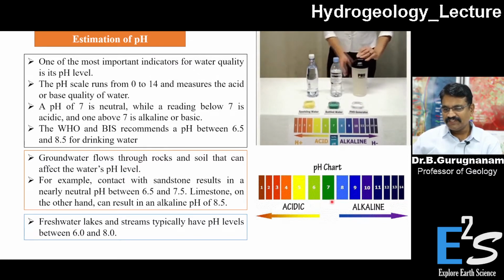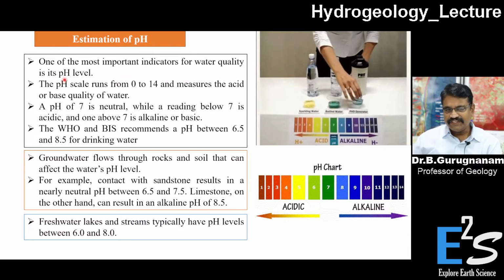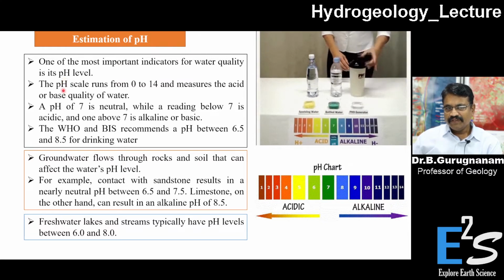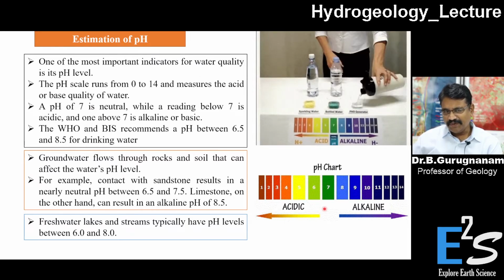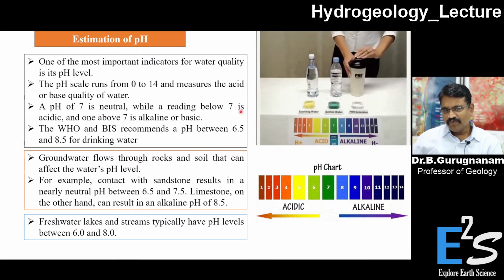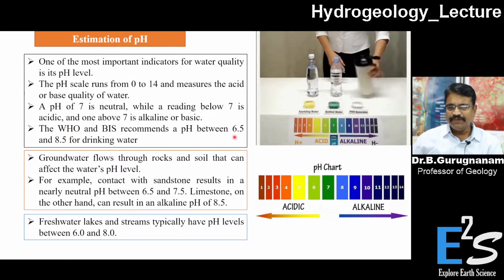The center portion is okay for us, and this is one of the most important indicators of water quality. The pH scale normally runs from 0 to 14, and measures acid at one end and base at the other end. The center point 7 is neutral, while a reading below 7 is acidic and above 7 is alkaline. The WHO, World Health Organization, and the Bureau of Indian Standards recommend a pH between 6.5 and 8.5 for drinking purposes.